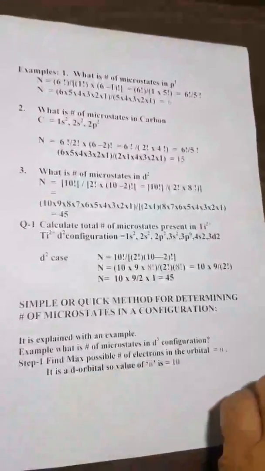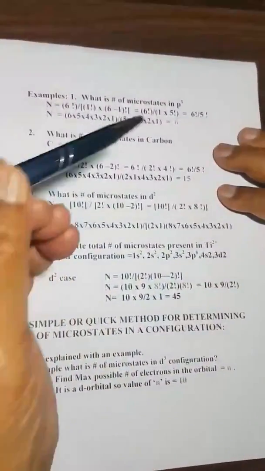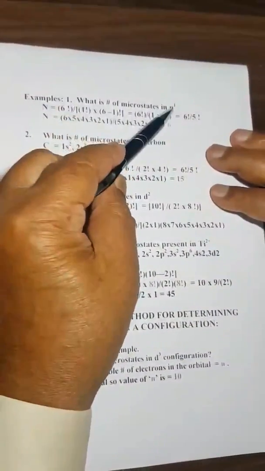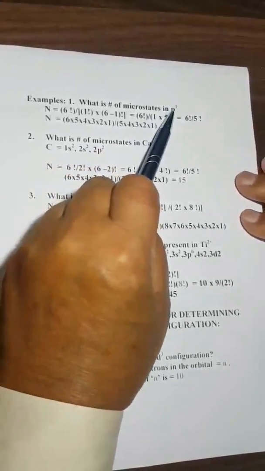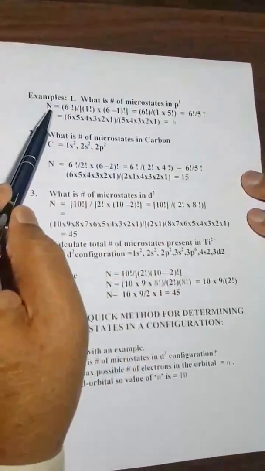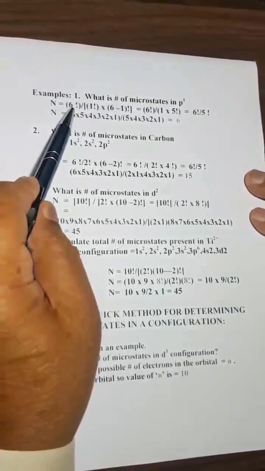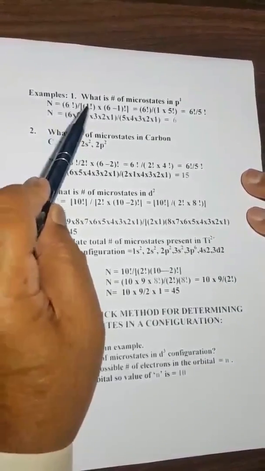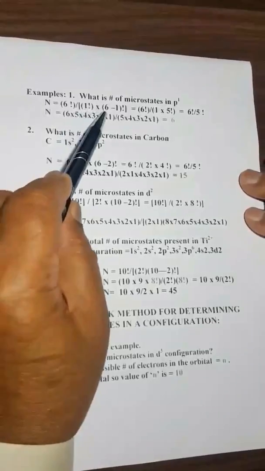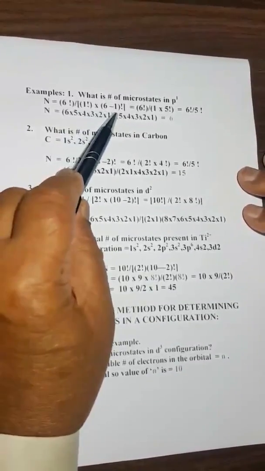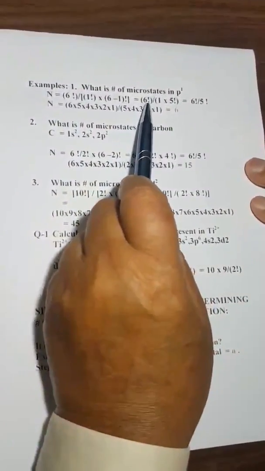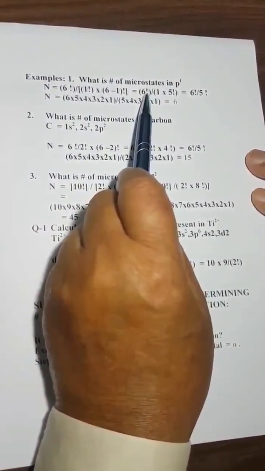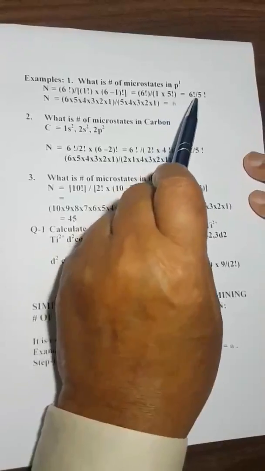Now I think I will be able to explain this with the help of an example. First of all, we have seen there are 6 microstates in p1. So what we do is 6 factorial divided by 1 factorial multiplied by 6 minus 1 factorial, which is equal to 6 factorial divided by 1 factorial multiplied by 5 factorial.